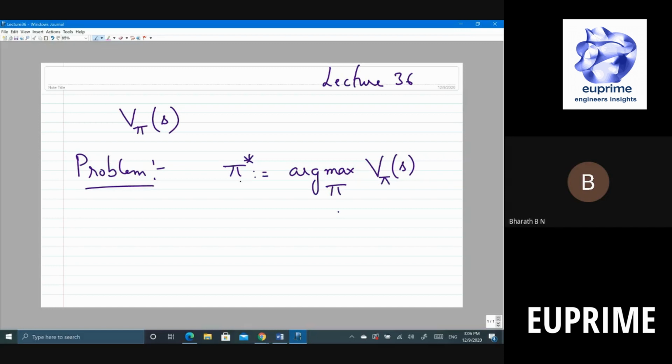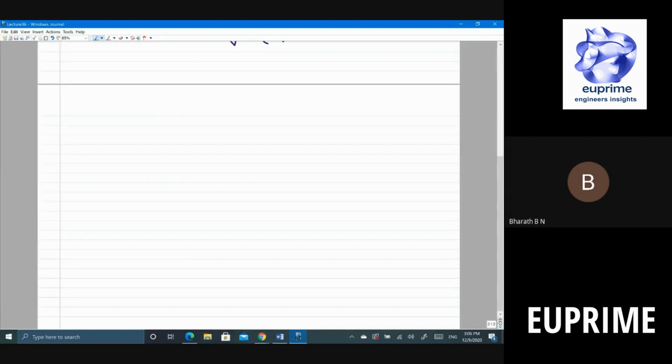Strictly speaking, I should call it pi star subscript S or something, because it depends on what S is. Anyway, I'll not write that, and the corresponding value I will write like this: V star of S, because it depends on the state. Is that fine? So essentially the problem of MDP boils down to finding this policy pi star. That's all. Now towards that, let's see a few more things.